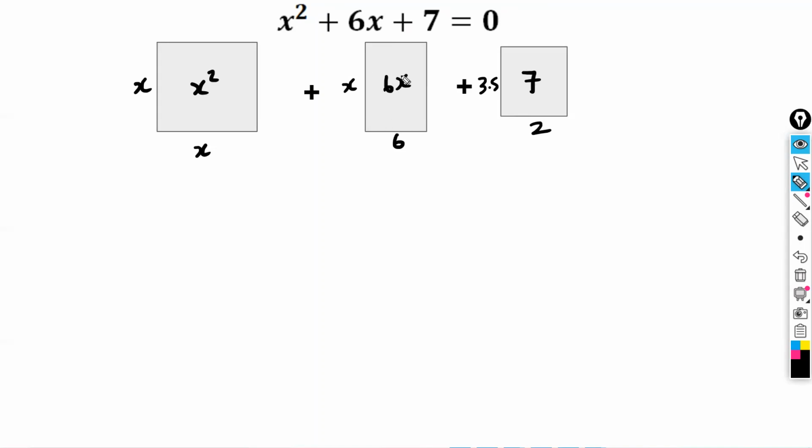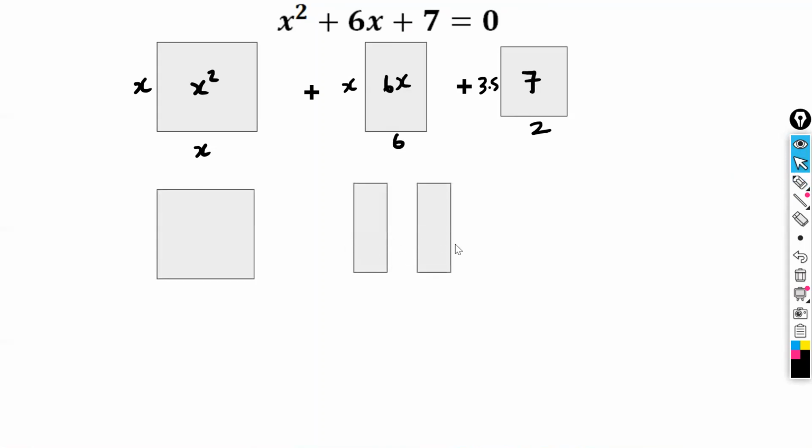Now what I'm going to do is split this middle rectangle in half. So I would get something like this, and then I'm going to merge these two rectangles onto the square that I started with. Now, one thing to be clear of, once we split this rectangle into two halves, the length of sides are going to change. Now, the height of the rectangle is still going to be x, but the width is now going to be 3. Likewise, with this rectangle, the height is going to be x, but the width is going to be 3.